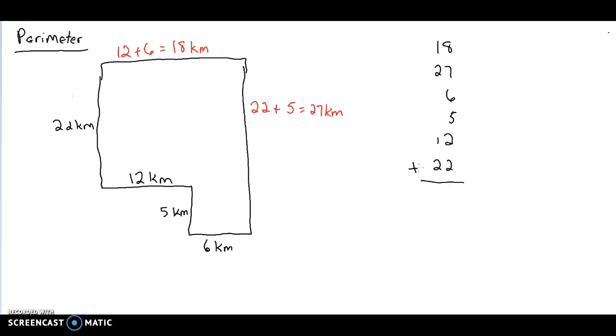So now when we do the addition, we'll add up the ones column first here. We've got 8 plus 7 is 15, plus 6 is 21, plus 5 is 26, plus 2 is 28, and then plus 2 will be 30. Carry the 3. We have 3 plus 1 is 4, plus 2 is 6, plus 1 is 7, plus 2 is 9. Which means the perimeter of this object is 90 kilometers.